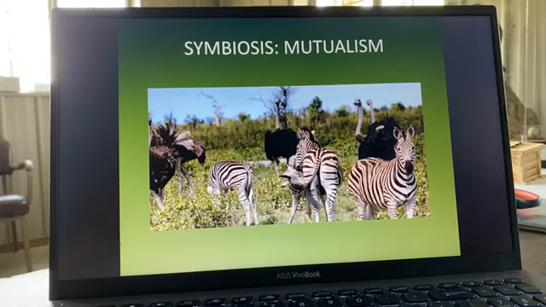Another example of mutualism is zebras and ostriches. And you think, okay, now what? So what do you got? Well, zebras have very poor eyesight, but they have a very good sense of smell. Ostriches, on the other hand, can't smell anything, but they have good eyesight.